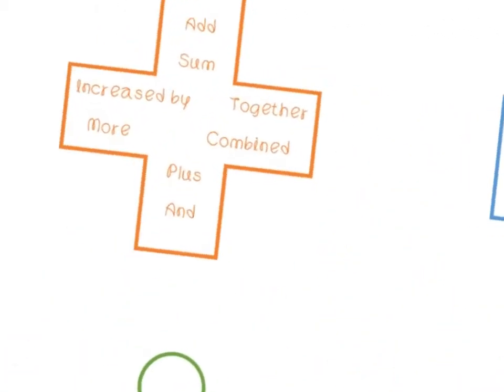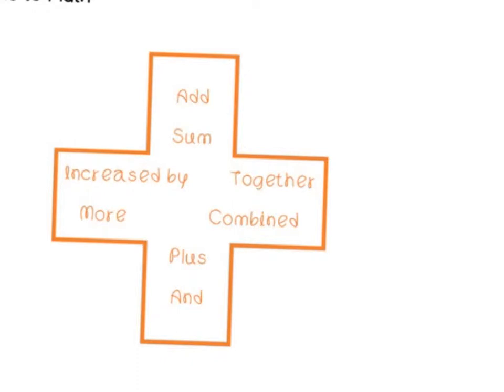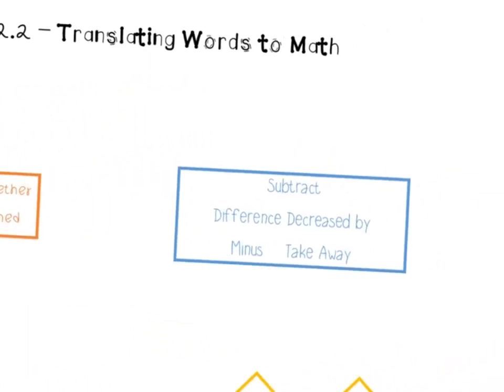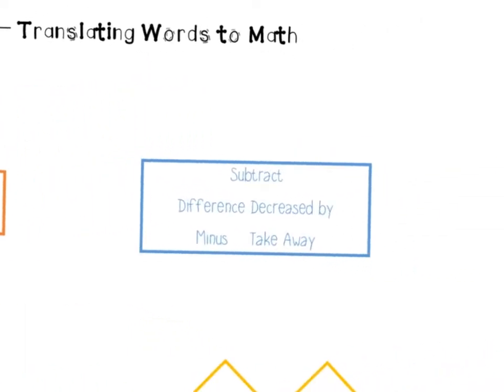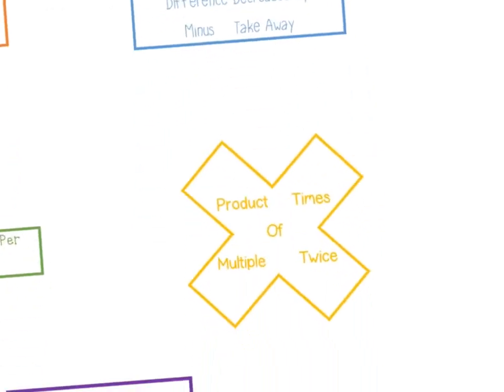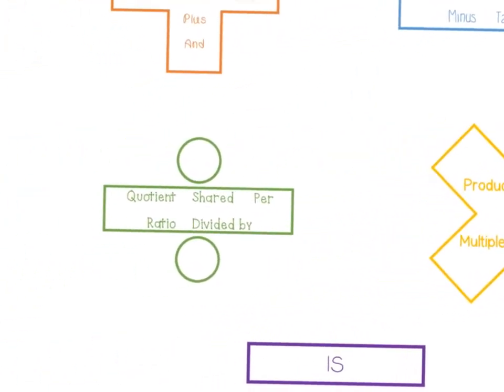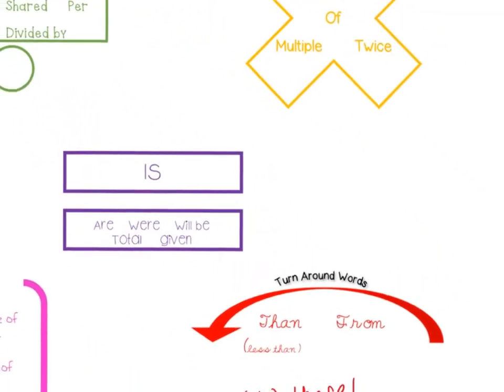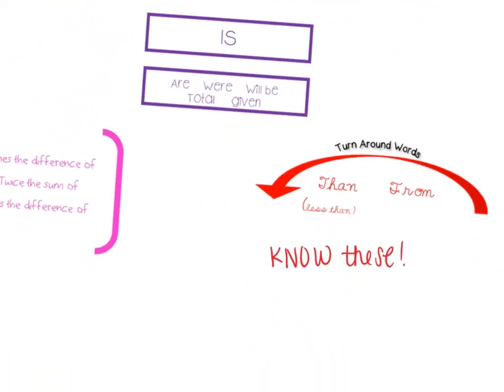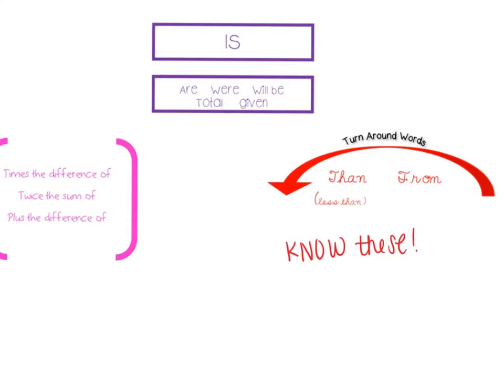So you'll see over here, any word that adds: sum, increased by, more, combined, plus, and together, all of those mean addition. Same thing with subtraction: subtract, difference, decrease by, minus, take away. Multiplication, you'll see your words there. Division, you'll see those. Equal sign. These two words at the bottom are the most important.